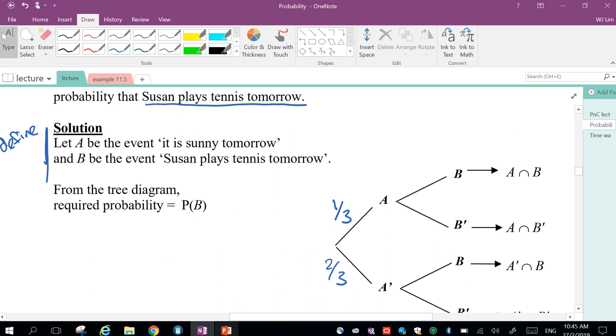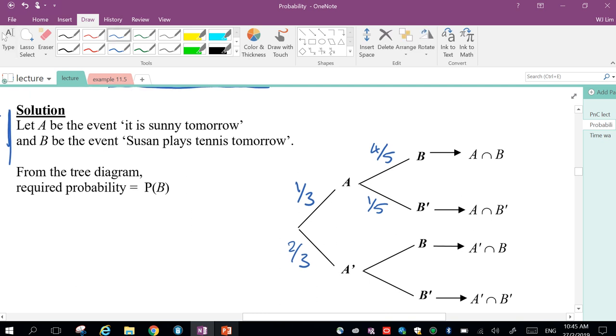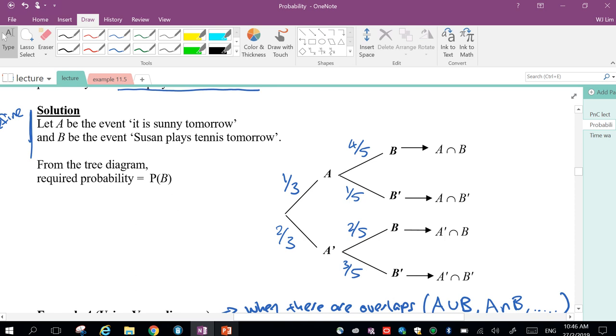If sunny, Susan will play tennis is 4/5. Please write it down because it's not stated. You need to fill that in. So 4/5 done. So here will be 1/5 because Susan doesn't play tennis is 1/5 if it's sunny tomorrow. If it's not sunny, Susan plays tennis is 2/5. It's given in the question. So here is 3/5. You are all very good at tree diagrams, I know, because whenever we ACA, students score in tree diagram. So now what do they want?